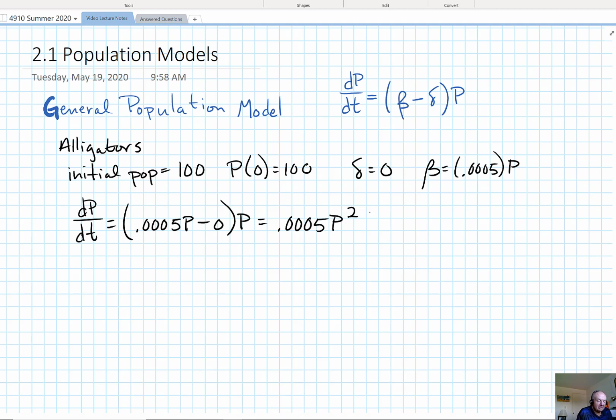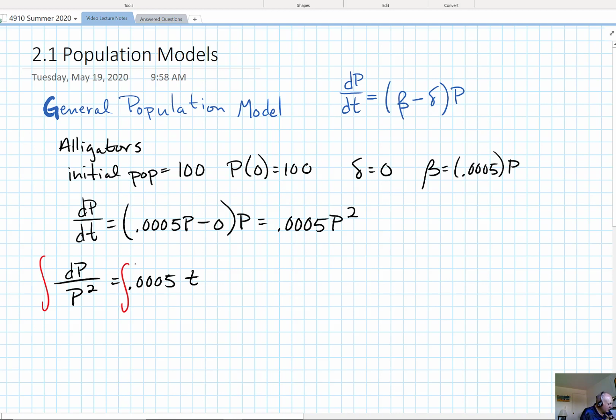Once you've established the model, then you just go into the solving mode. This one we can solve by separating variables. So we end up with dP over P squared equals 0.0005 dt. Remember, t is the independent variable, so that's why I'm leaving the 0.0005 over there with the t instead of dragging it along with the P, because I want to make the P side as simple as possible.